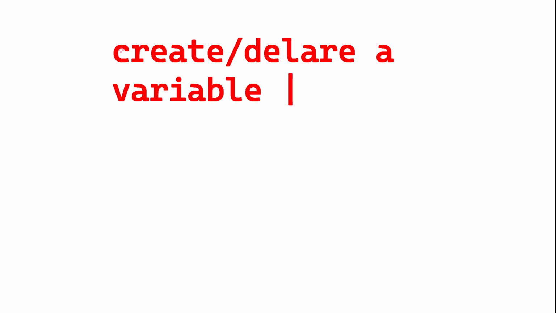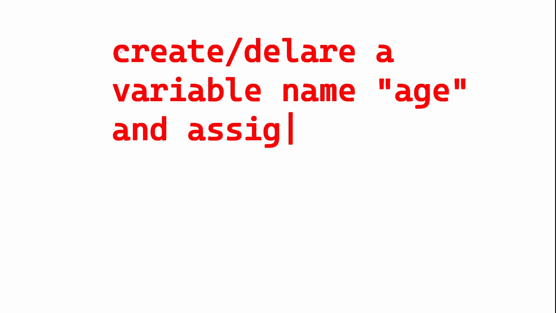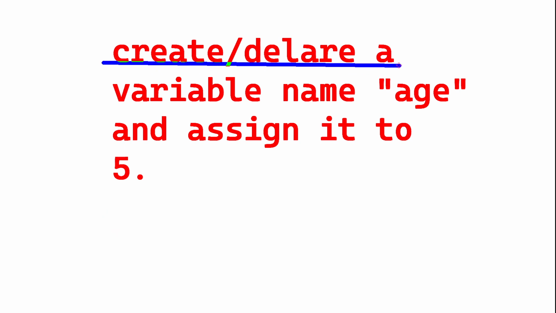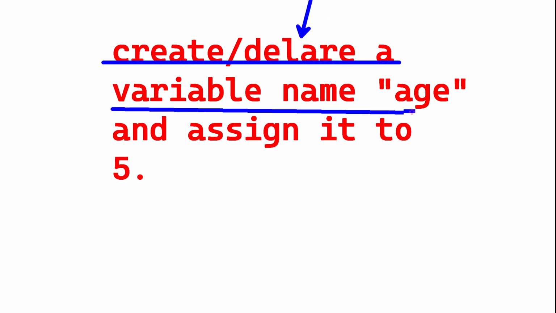so you need to know this term, a variable named, let's say, age, and assign it to, let's say, 5. Now, this is like a normal programming sentence you would come across or hear every time. For example, if I told you to simply create, or they might use the word declare, a variable called age.